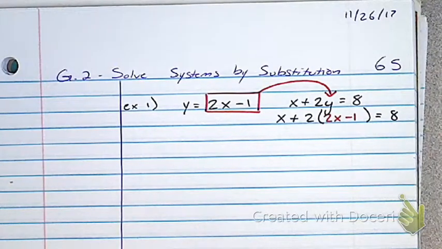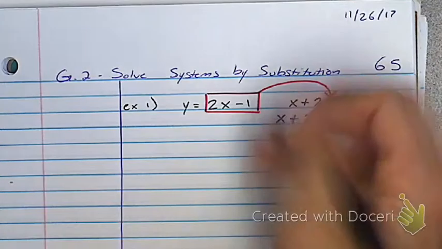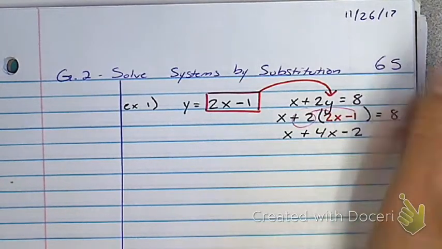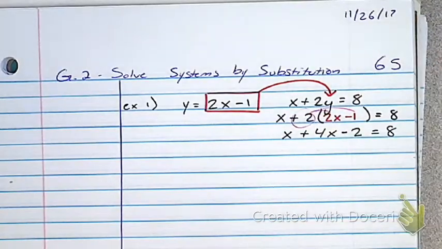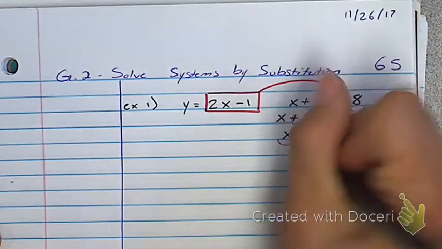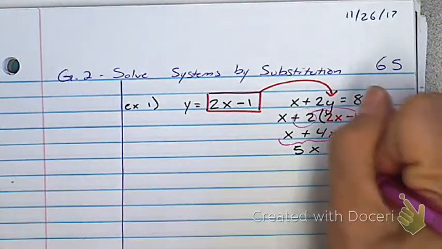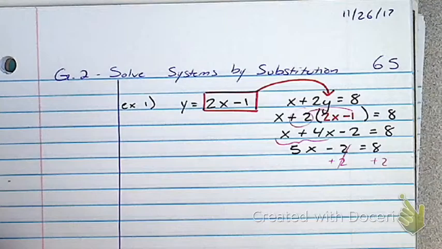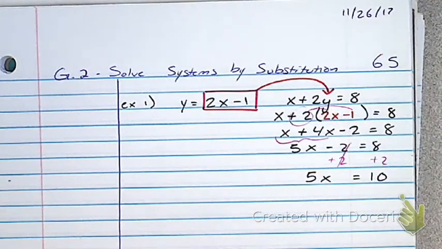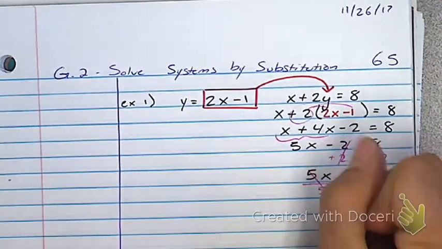What's my next step? Distribute. x plus 4x minus 2 equals 8. Let's solve for x. What am I doing? Combining like terms. Then I heard it before, add the 2. 5x equals 10. And last step. Divide by 5 to give me that x equals 2.